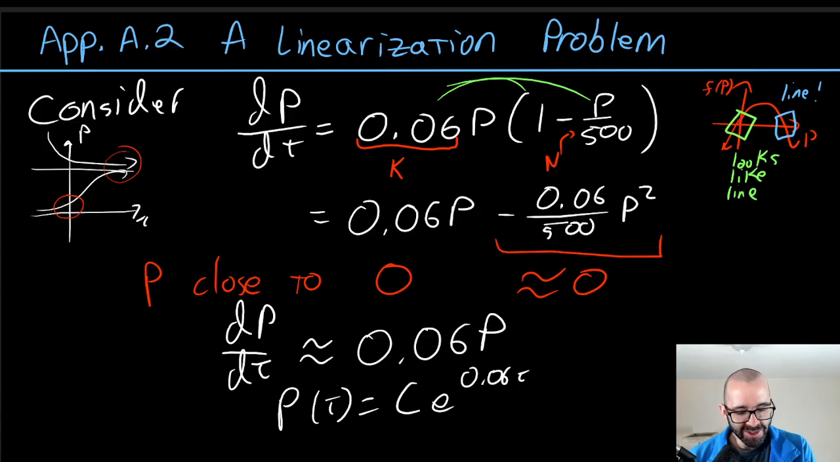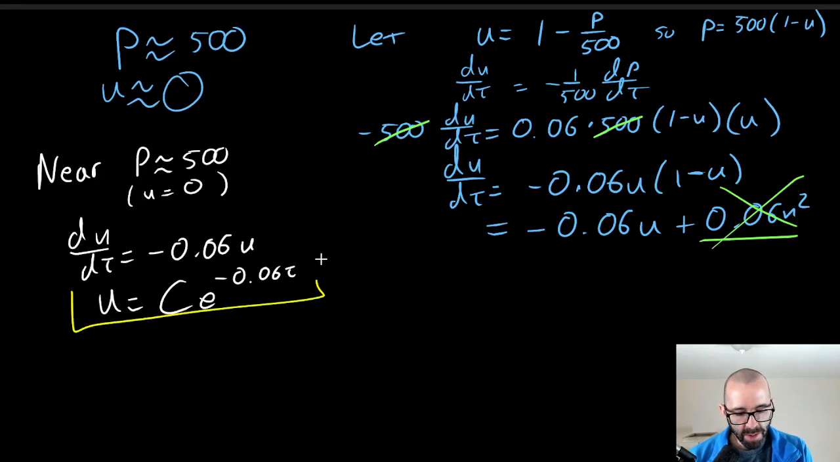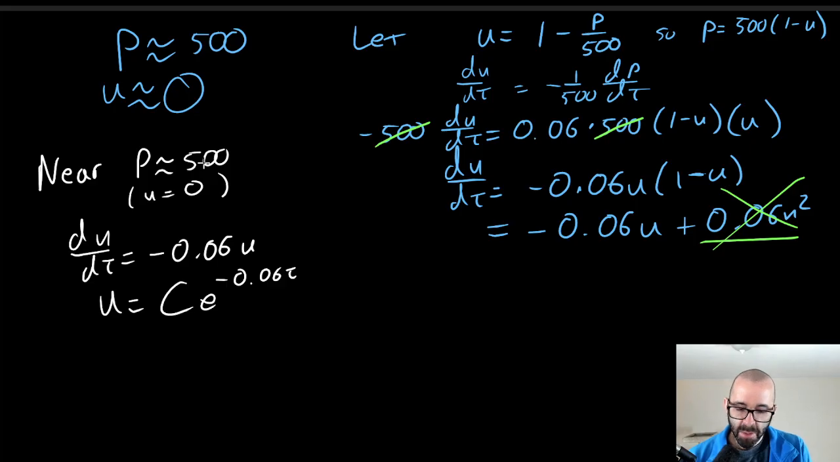So we get something very interesting, right? If the population is close to zero, we have exponential growth of this growth constant. If the hold on, we should do a substitution here. If the population is close to 500, we also get exponential decay with a different constant, but let's compare apples to apples. What was U?